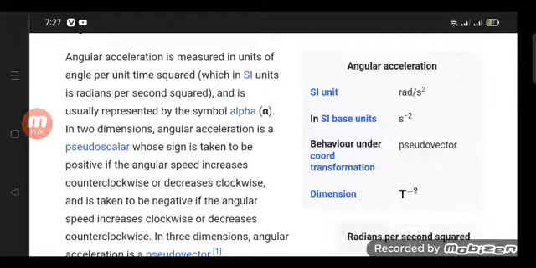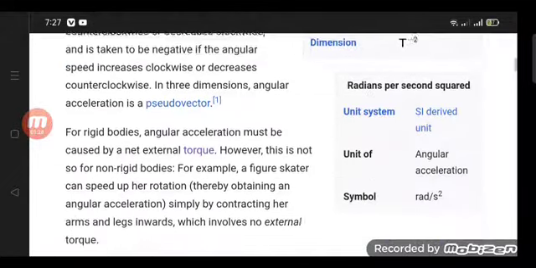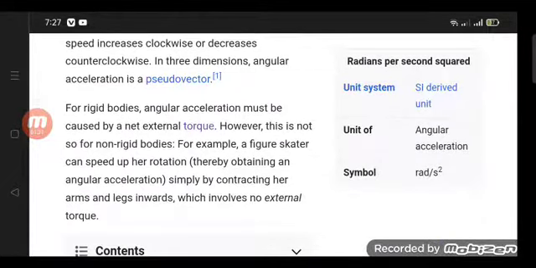In two dimensions, angular acceleration is a pseudoscalar whose sign is taken to be positive if the angular speed increases counterclockwise or decreases clockwise, and is taken to be negative if the angular speed increases clockwise or decreases counterclockwise. In three dimensions, angular acceleration is a pseudovector.